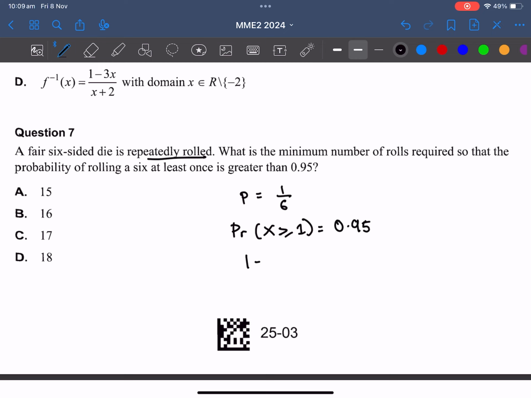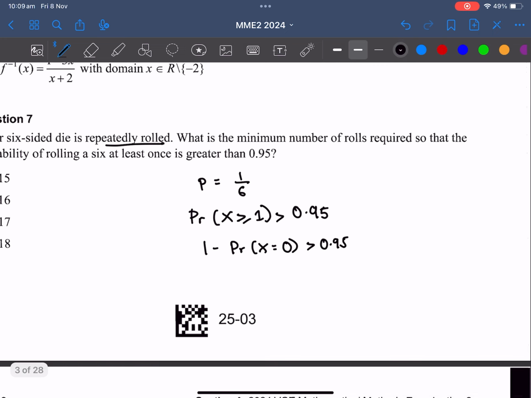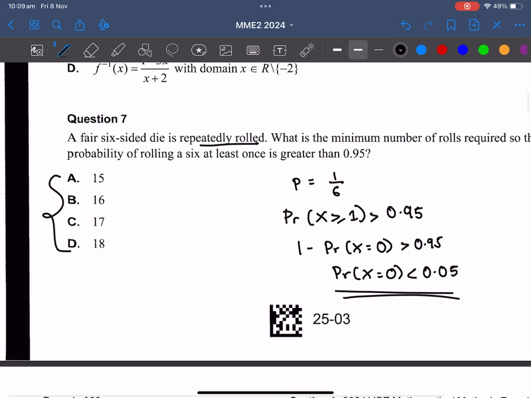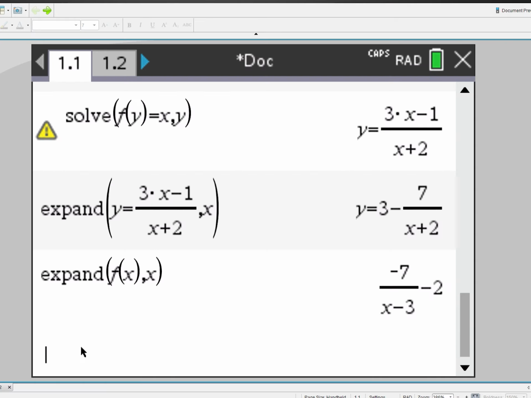So that is same as writing probability that x is equals to 0 is, oh sorry, greater than, what am I doing? Greater than 0.5. Okay, so this will in turn give us probability that x is equals to 0 must be less than 0.5. And now we just simply use these numbers to get the right answer using the binomial distribution. So let us menu 5, 5, and A.